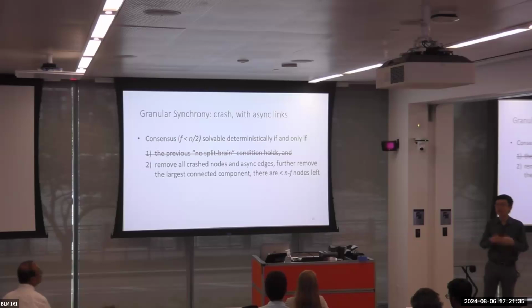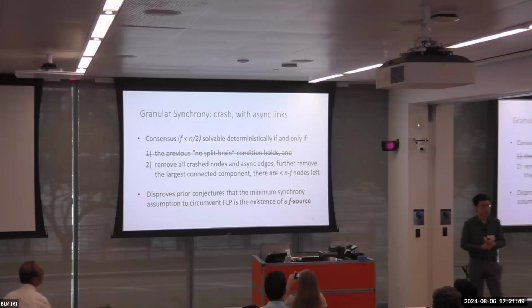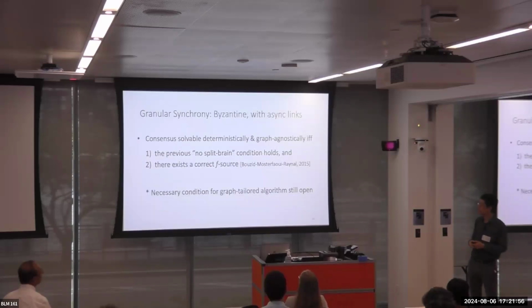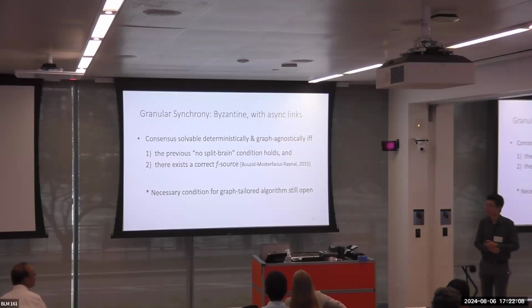It turns out they conjecture the condition is this thing called f-source, which is different from the condition we found. And it turns out this is a stronger condition than what we require, so that kind of disproves that conjecture. And the tight condition really is this one. But the Byzantine case is more complicated than graph-agnostic. The prior work is correct. Indeed, the condition is f-source, but for graph-tailored algorithms, we actually don't know what the necessary condition is.